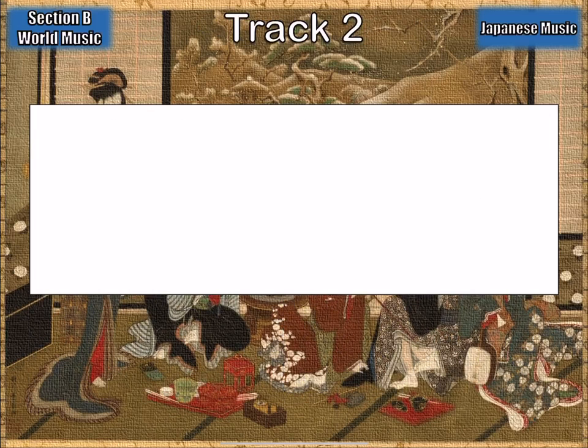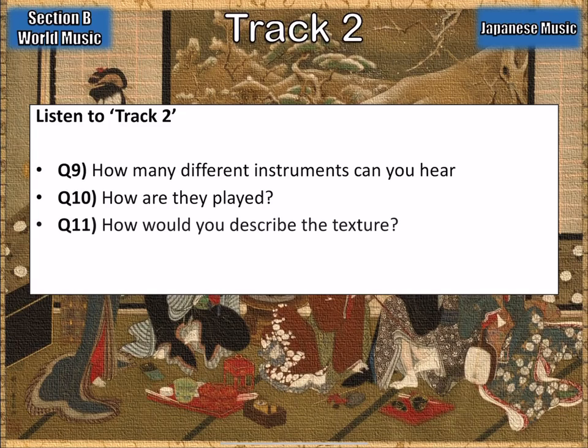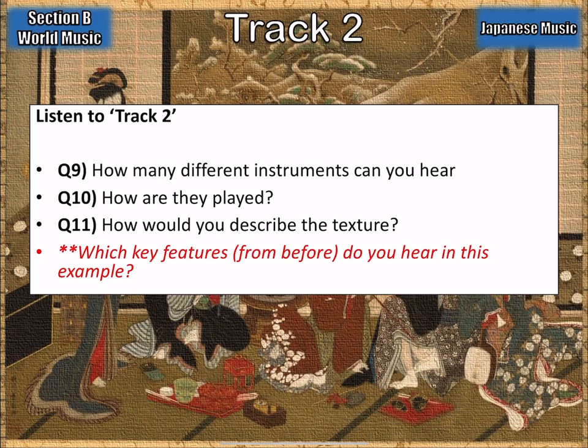Now, I want you to think about this as you listen to your first example of Japanese music. You've got 3 questions to answer on Edmodo, but I also want you to think about this last question, which is: which key features from before this slide do you hear in this example? So pause the video and have a go answering these questions.